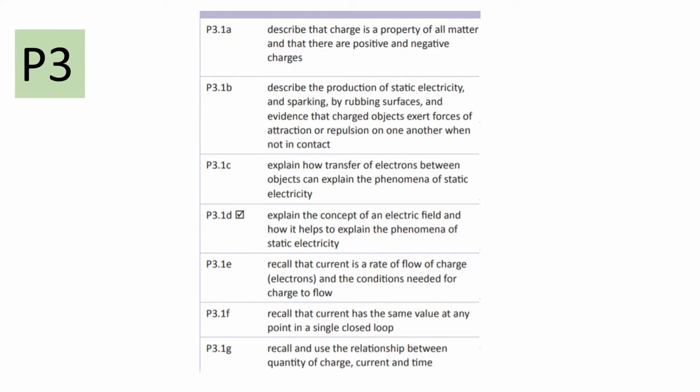Recall that current is the rate of flow of charge, in this case electrons, for the common electricity, and the conditions needed for charge to flow. Recall that current has the same value at any point in a closed loop. Recall and use the relationship between quantity of charge, current, and time.